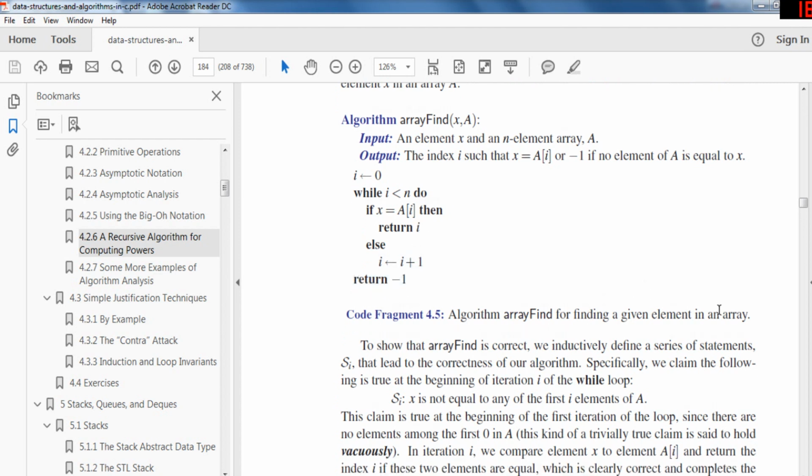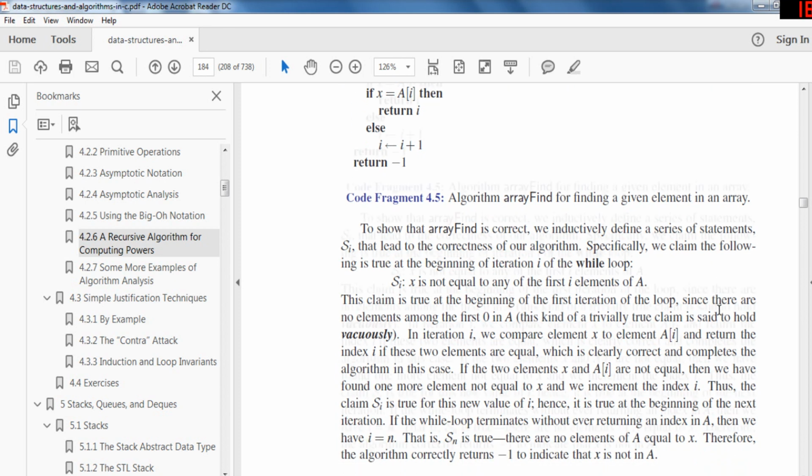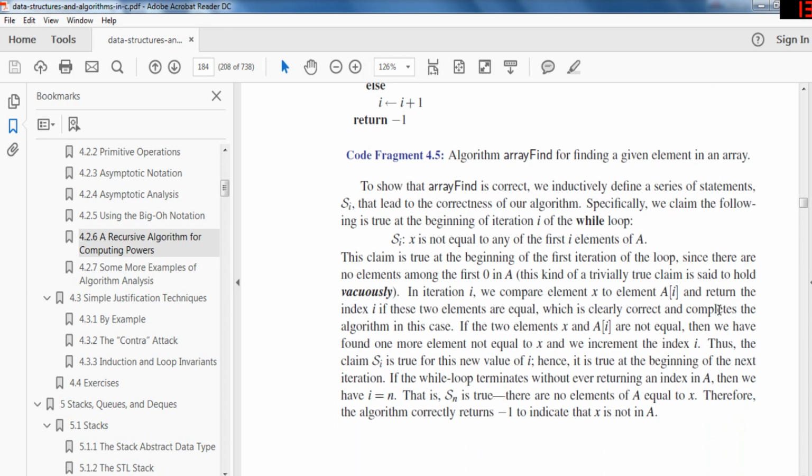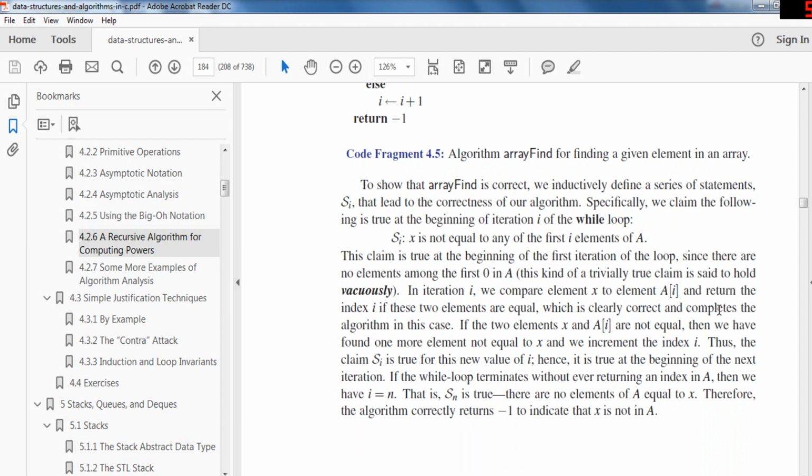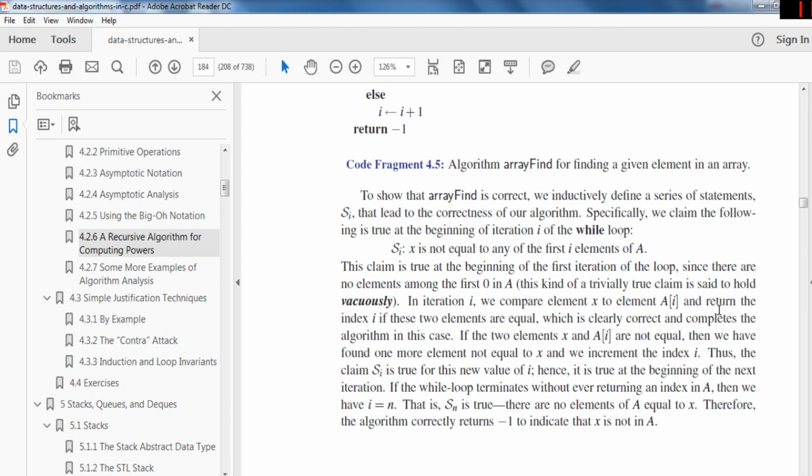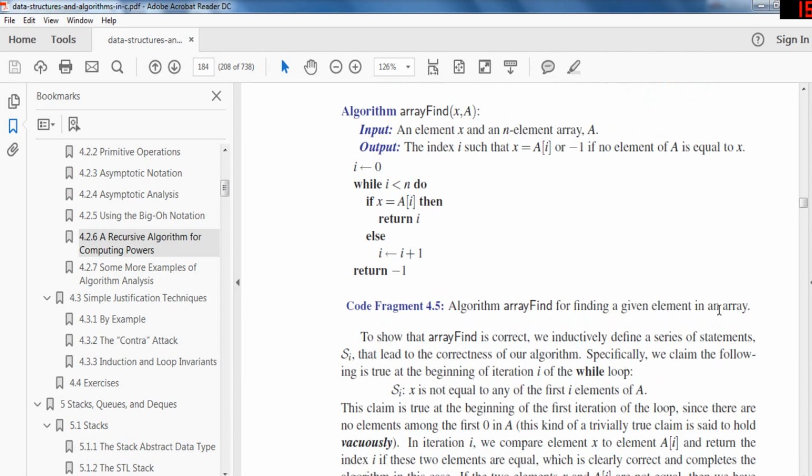To show that this algorithm is correct, you define a series of statements that lead to the correctness of the algorithm. You first have to claim that the following is true at the beginning of each iteration of the while loop. S(i): x is not equal to any of the first i elements of A. Is that true? At the beginning of the iteration of the while loop, x is not equal to any of the first i elements of the array.